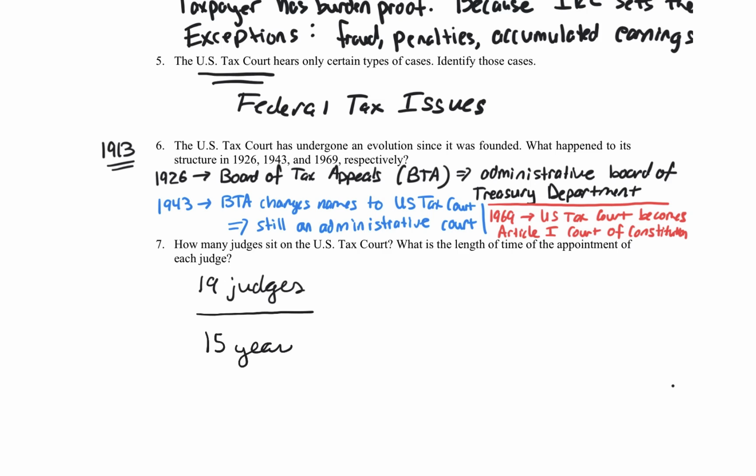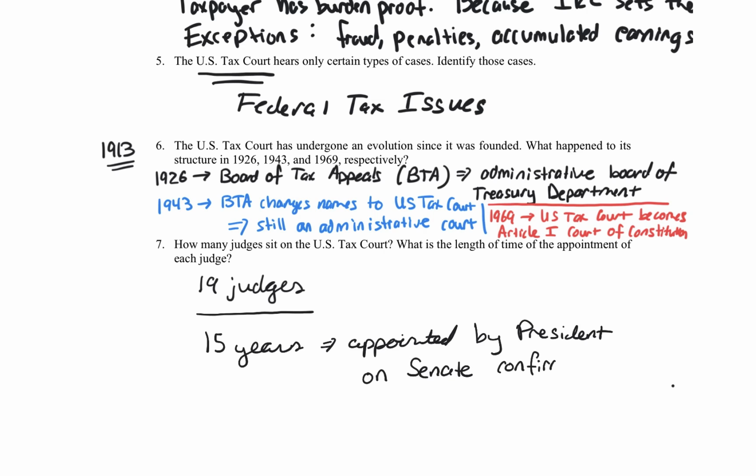And the judges are appointed by the president, being advised by the Senate and confirmed by the Senate. So appointed by the President of the United States on Senate advice, and most importantly, confirmation. On Senate confirmation. Now, a few things I want to mention.